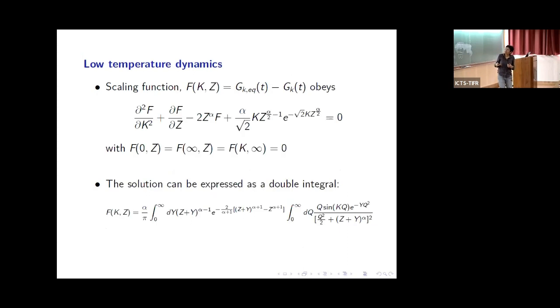So then the scaling function obeys this equation. It is a PDE, and one has to solve it using these boundary conditions and the initial conditions. And so one can do that. And of course, we know that's a doable problem.